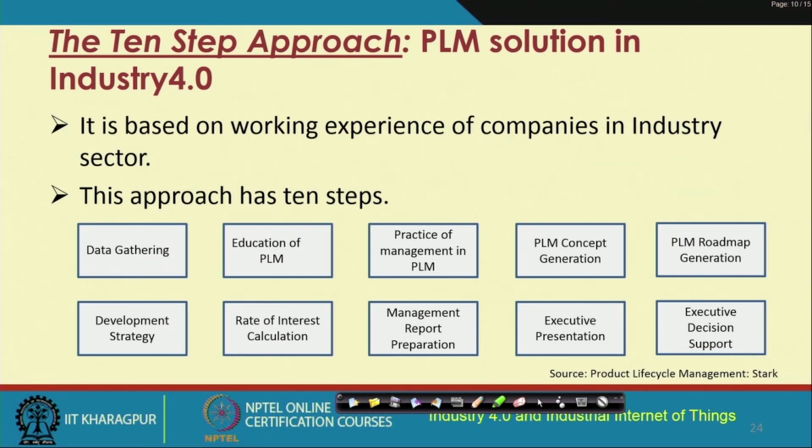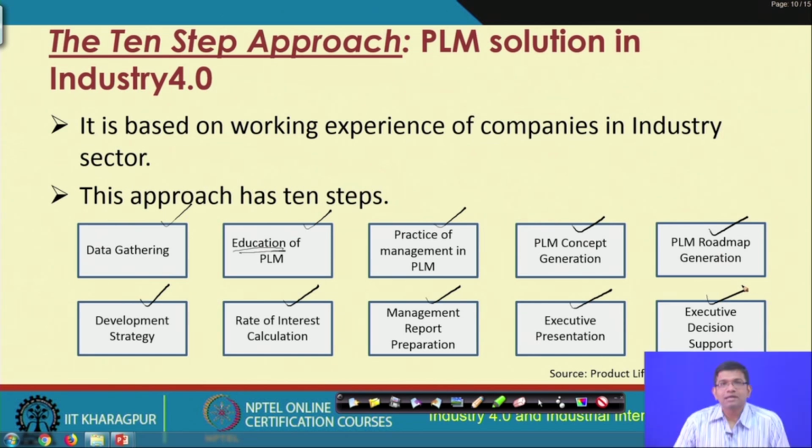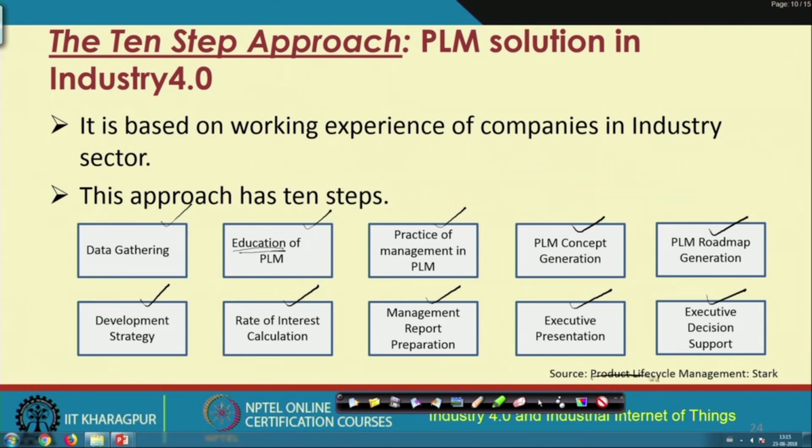For Industry 4.0, these are the 10 step approaches that can be used for PLM. Number 1, data gathering, education of PLM. The education component is very important and often neglected, but education and training is very important. Then practice of management in PLM, PLM concept, PLM roadmap generation, development strategy, rate of interest calculation, management report preparation, and executive decision support. Many of these are quite well understood, and most of them you can understand from the names alone, but if you need to understand in more detail, this is the source that can help you. You can go through this particular literature in order to understand these.